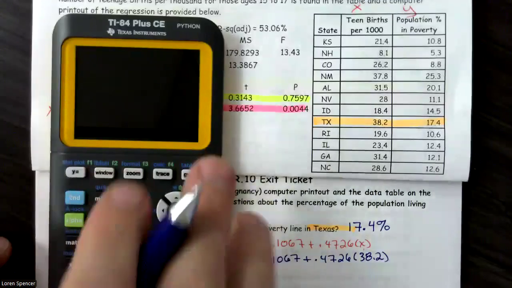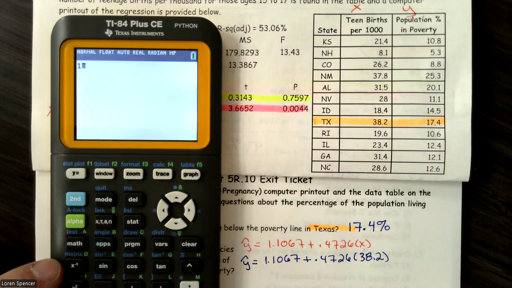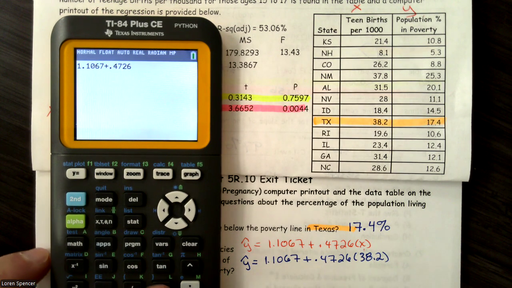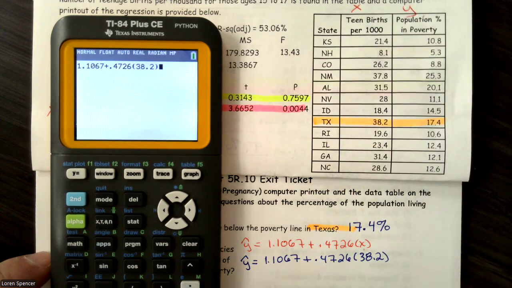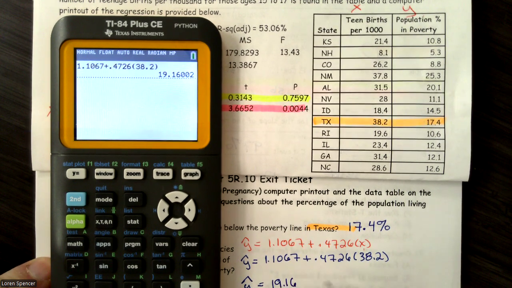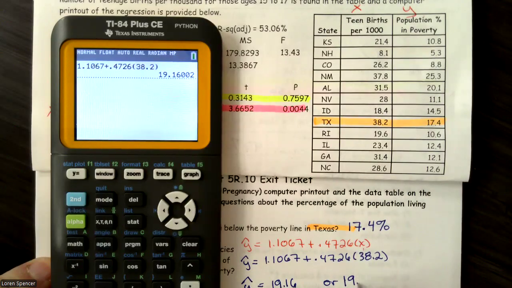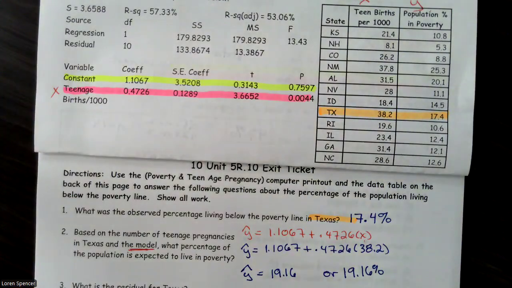Let's do that real quickly. 1.1067 plus 0.4726 times 38.2, and we end up getting 19.16%. So the model predicts 19.16%. We're expecting 19% to live in poverty.